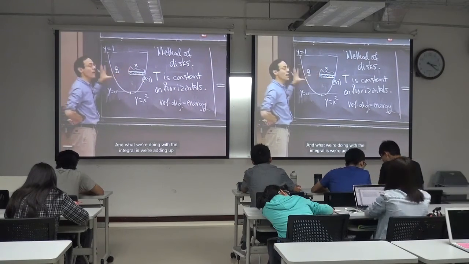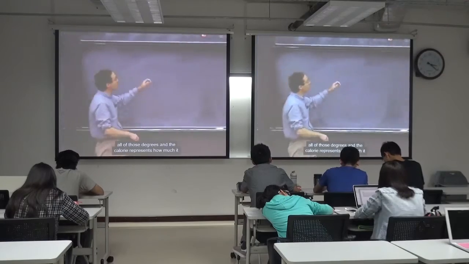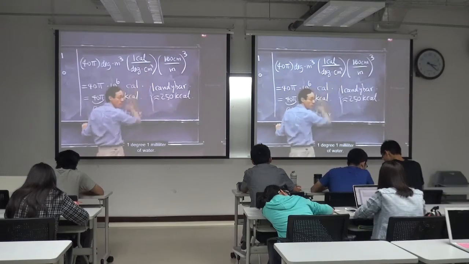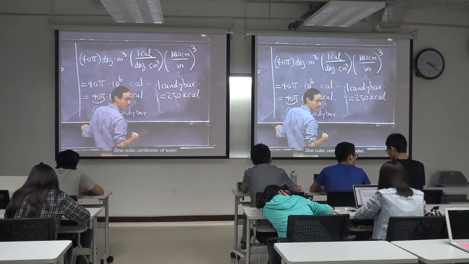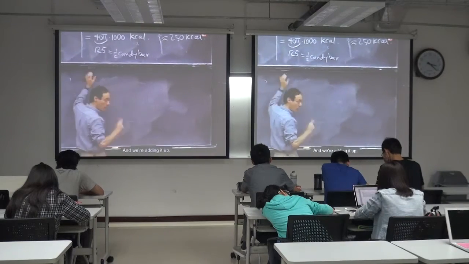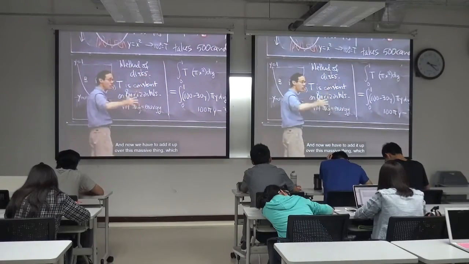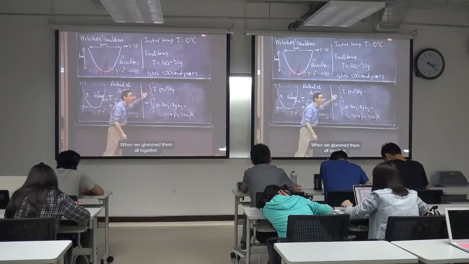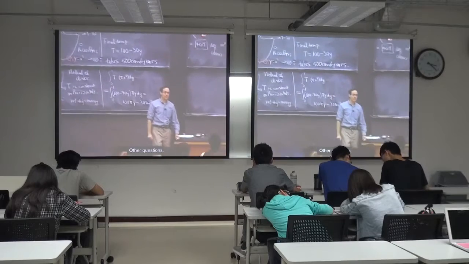And what we're doing with the integral is adding up all of those degrees. The calorie represents how much it takes to raise by 1 degree 1 milliliter of water, 1 cubic centimeter of water. That's the definition of calorie. And we're adding it up. Each of these cubes is one thing, and now we have to add it up over this massive thing, which is 1,600 liters, with a lot of different little cubes. That's what we did when we glommed them all together. That's what the integral is doing for us. Other questions?